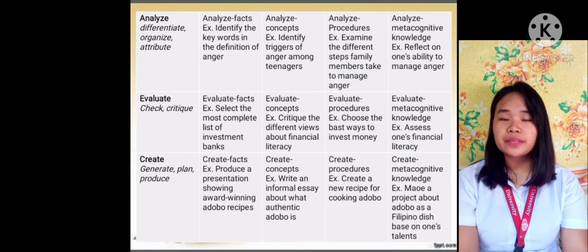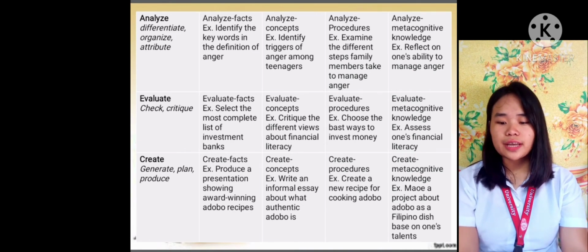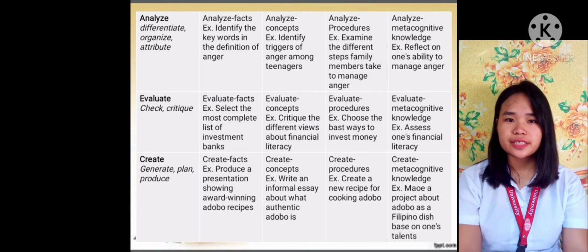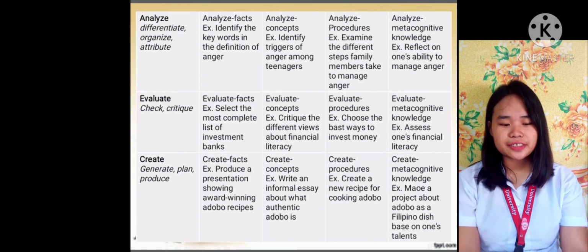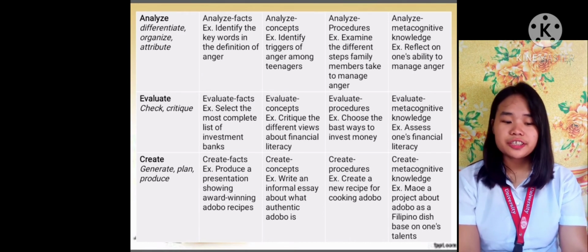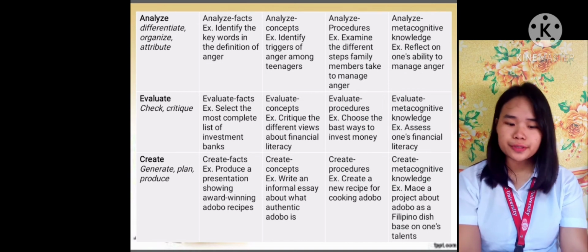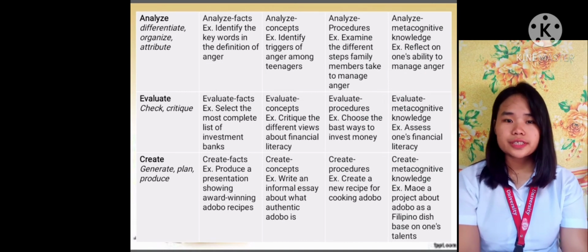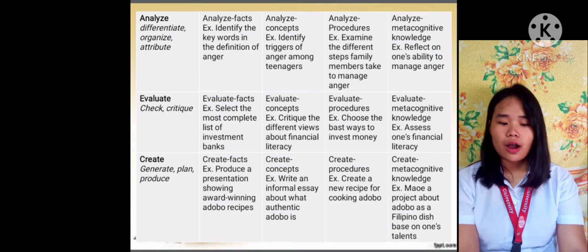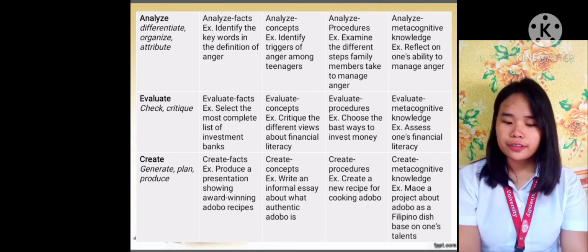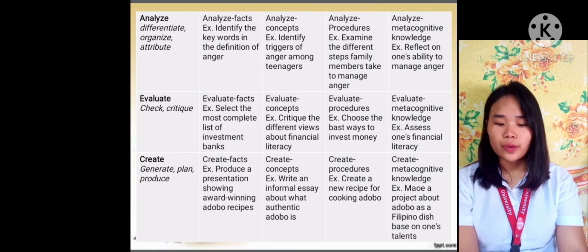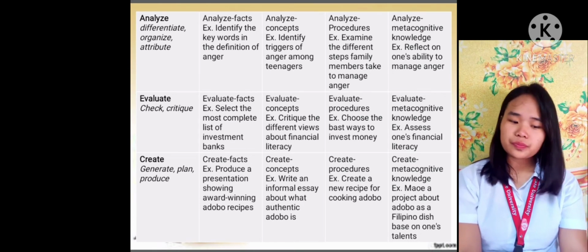Then, evaluate metacognitive knowledge. For example, assess one's financial literacy. The last one is create. Create or generate, plan, or produce. For example, create facts. Produce a presentation showing award-winning adobo recipes. In create concepts, write an informal essay about what authentic adobo is.